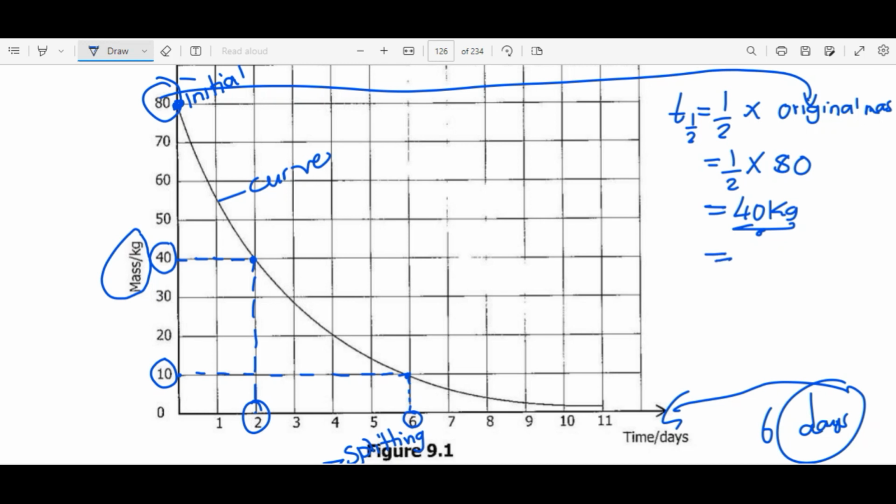In our case, we have 2. So just say 2 days. It depends on the units of time that you are given. Since we are dealing with time in days, then our half-life is 2 days. So this is how we can answer a question like this one.